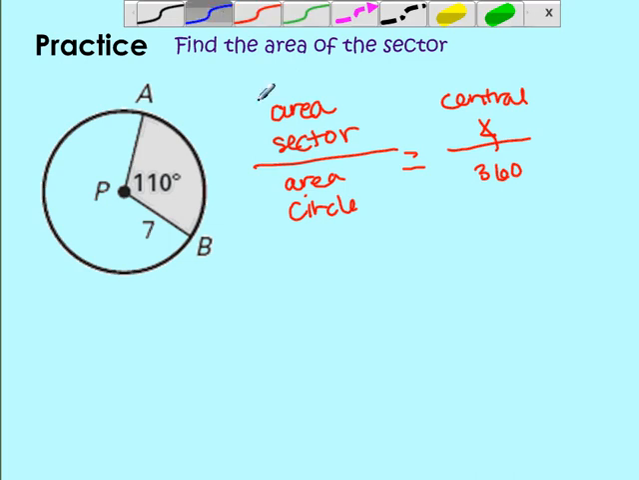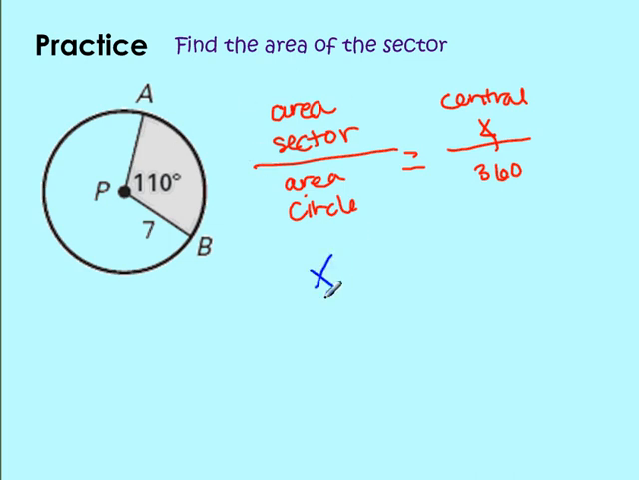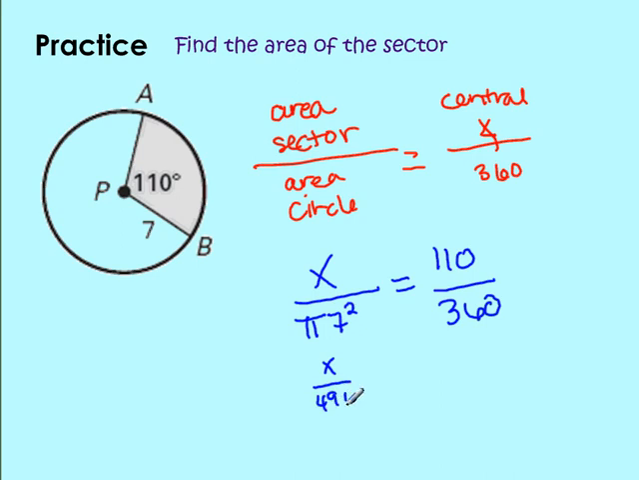Now we can substitute in the values we know. So we know the area of the sector is what we're trying to find, so we'll put our variable there. The area of our circle is pi r squared, and since 7 is our radius, we'll substitute 7 in for r. The central angle we're given is 110, and this will always be part of the whole, which would be 360 degrees. Once we have our setup, we can simplify, and we have x over 7 squared gives us 49. So the area of the circle is 49 pi units squared, equal to 110 over 360.